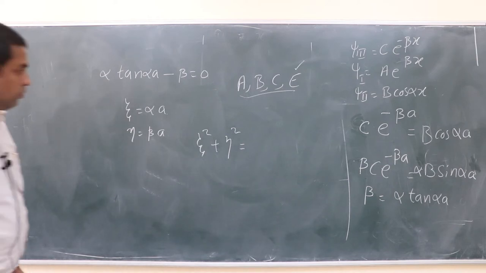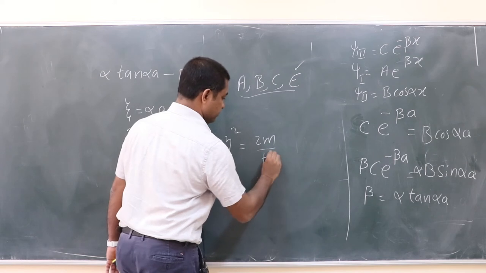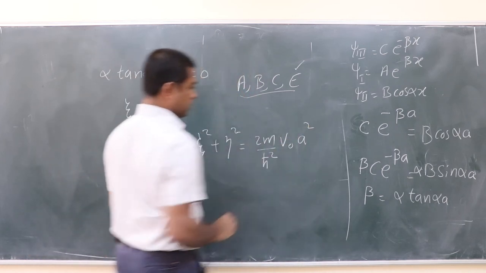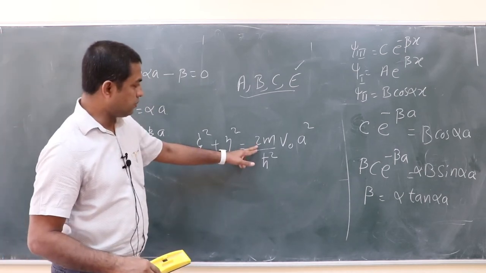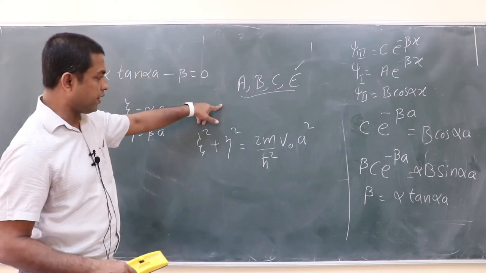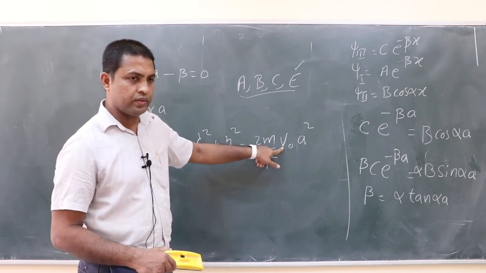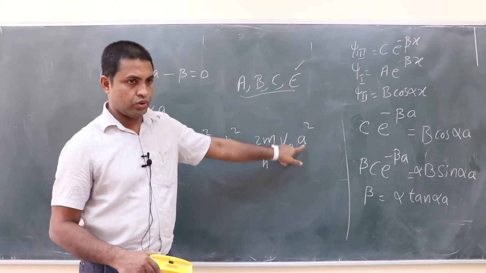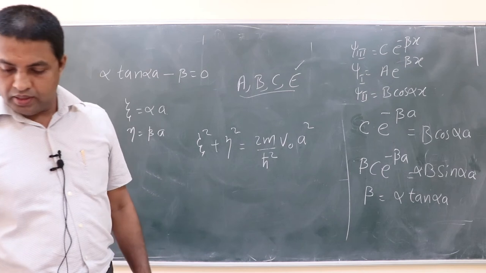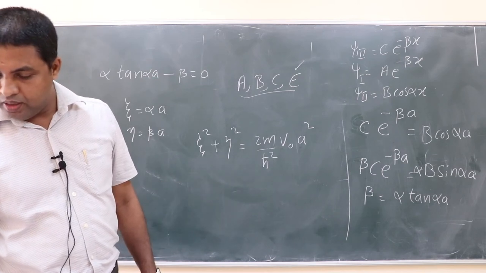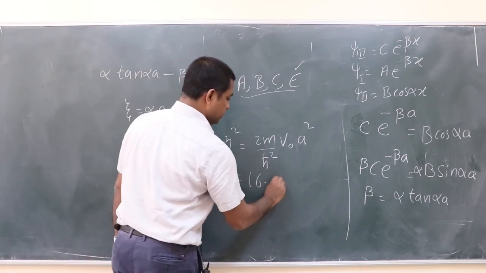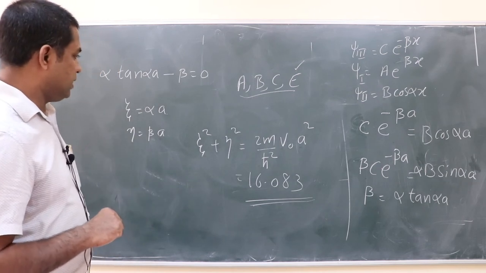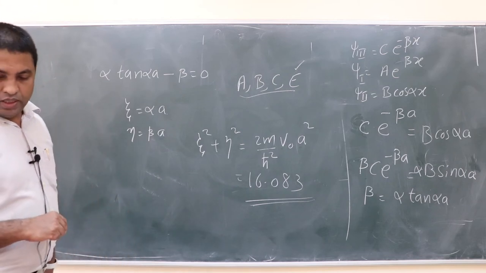Two m by h cross square, into a square. Are you sure? Yes. So you can substitute 2m by h cross square as whatever number I have given earlier. V naught, what value will you substitute? 83. And what do you substitute for a? 2. Just 2, you are working in that unit now, so your basic length unit is Fermi. If you do that, you get 16.083. Because you don't want to deal with very large and very small numbers in the computer. So now it is clear.